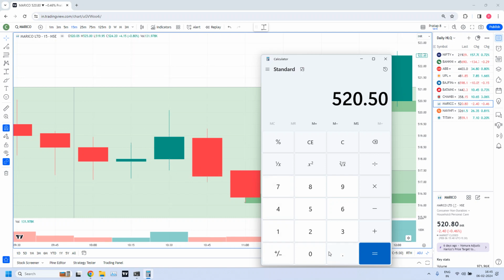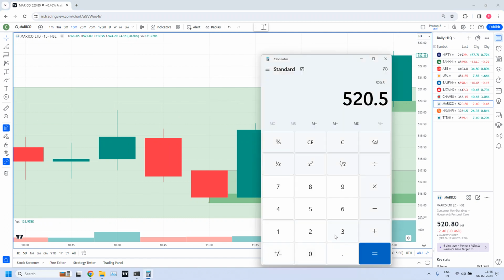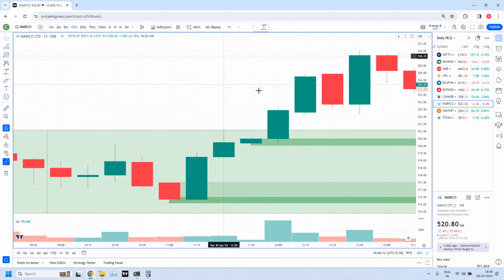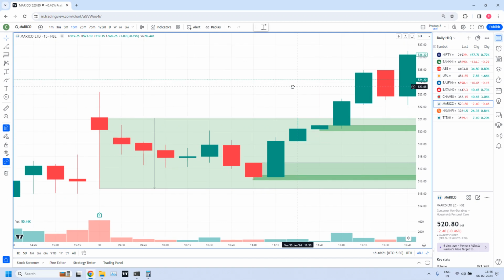Okay, 520.50 minus, what is the risk in this zone? The low of this is 520.05, 520.0. So 45 paisa is the risk in this zone. Am I doing a wrong analysis here?